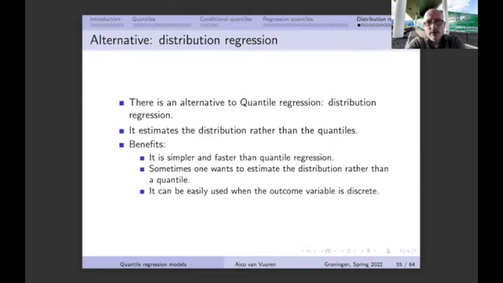So the good thing is to look at the benefits and the drawbacks of both quantile regression and distribution regression. What I'm actually going to do is look at the benefits and the drawbacks of distribution regression only. The benefits of distribution regression are the drawbacks of quantile regression, and of course the other way around. When I discuss the drawbacks of distribution regression, these are of course the benefits of quantile regression. So let's start with the benefits of distribution regression. The first thing is that distribution regression is much simpler and faster than quantile regression.